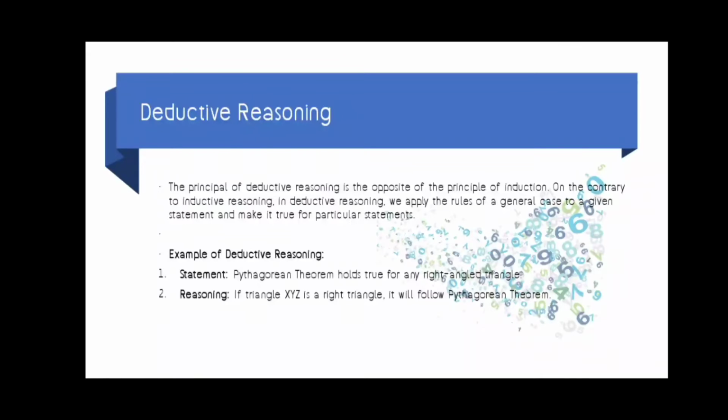The example given below will help us understand the concept of deductive reasoning in math better. Example: the Pythagorean theorem holds true for any right triangle. If a triangle XYZ is a right triangle, it will follow the Pythagorean theorem.